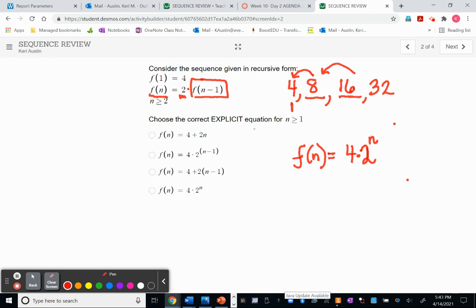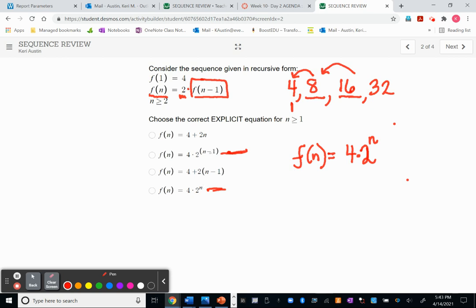So the only 2 that make sense are this one maybe, and this one. Because the first one and the third one, they say 4 plus 2. We're not adding 2 each time, we're multiplying. So do I have an n for the exponent or an n minus 1?